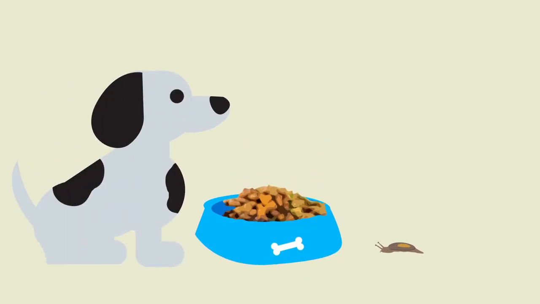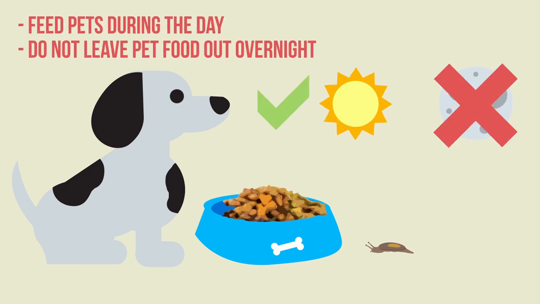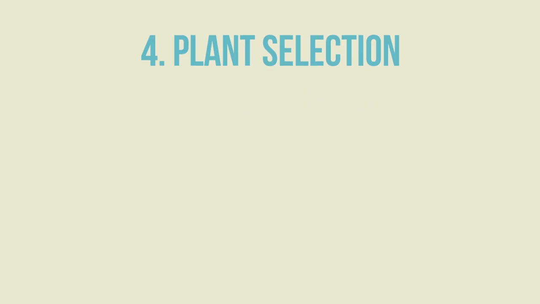Slugs and snails are attracted to pet food. Pets can get sick if they accidentally eat slugs infected with the rat lungworm parasite. Feed pets during the day and do not leave food in the pet dishes overnight. What and where you plant can make a difference.